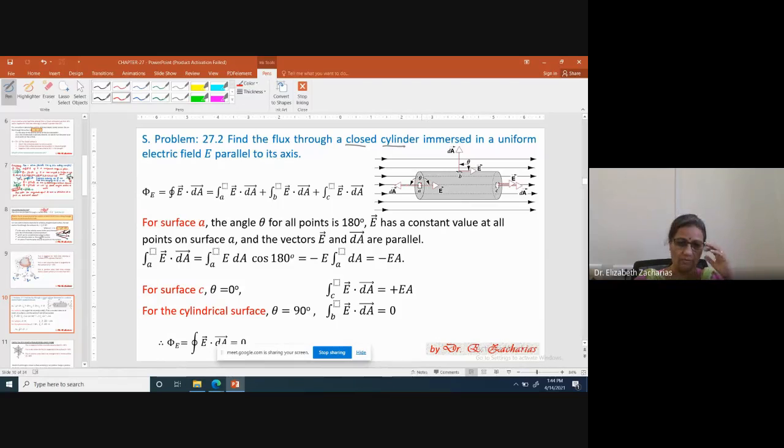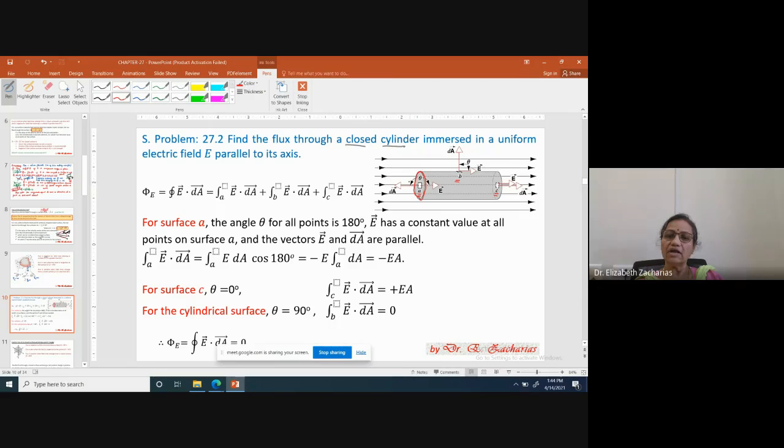Therefore, flux is 0. But we can also mathematically do that. So how do you do that? Treat this as 3 surfaces: surface A, surface B, and surface C. Individually do the integration for the 3 and then add them up. Therefore you have for surface A, E dot dA, surface B, E dot dA, surface C, E dot dA. So first we'll look at surface A. Surface A means I'm talking about this circle.